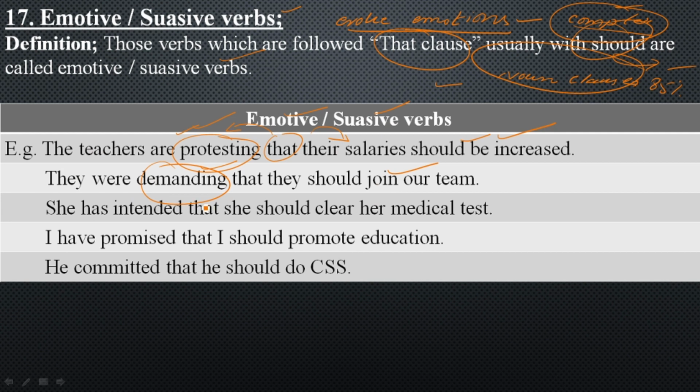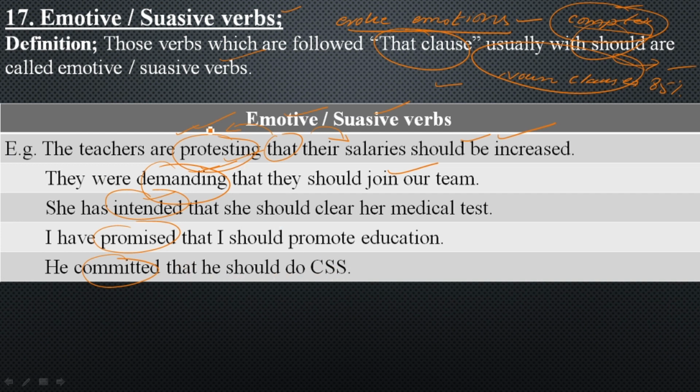Next, she has intended that. What has she intended? She has intended that she should clear her medical test. Now she has a firm belief and is working on it, that she is going to pass the medical test. Here intend is the emotive or suasive verb. I have promised, this is what I promised, what I'm going to do, that I should promote education. And the last example we have: he committed. What did he commit? He committed that he should do CSS.